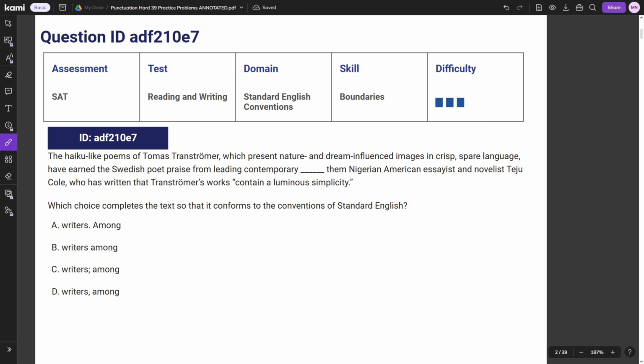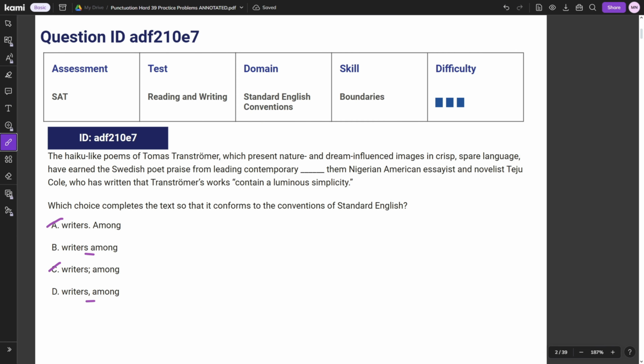Question number 2. Let's look at our answer choices. You notice here that there's a period and a semicolon. Now both of these have the exact same function, they both connect independent clauses. This means we can instantly get rid of both of them because they both do the exact same thing. Now it's between whether we use no punctuation or a comma.